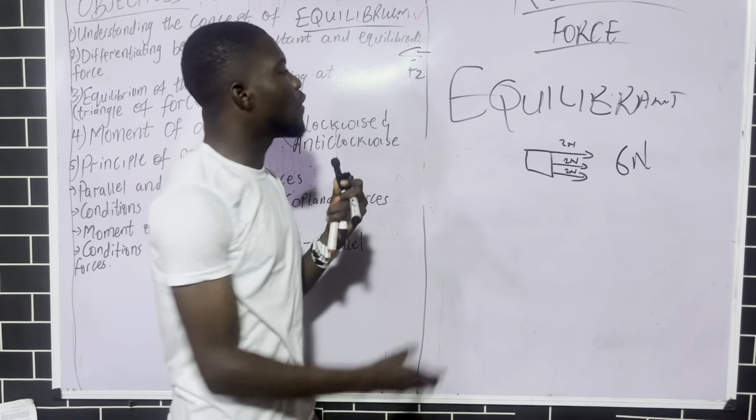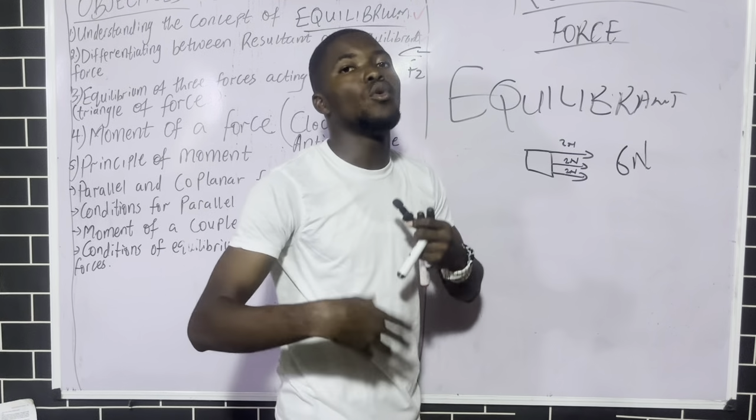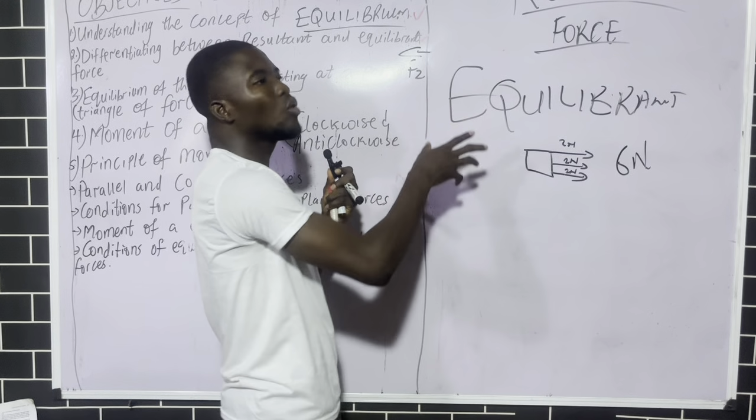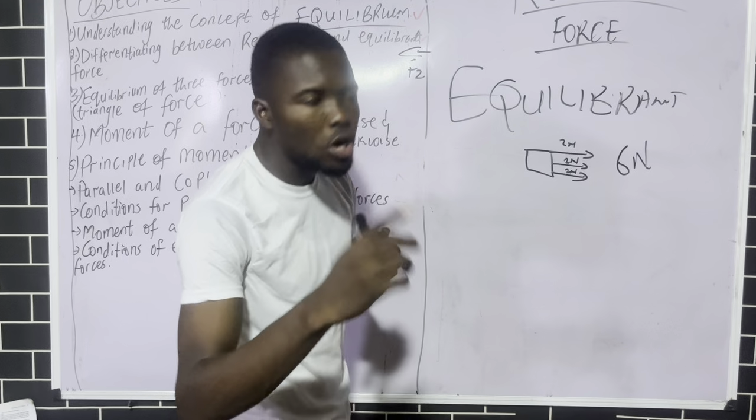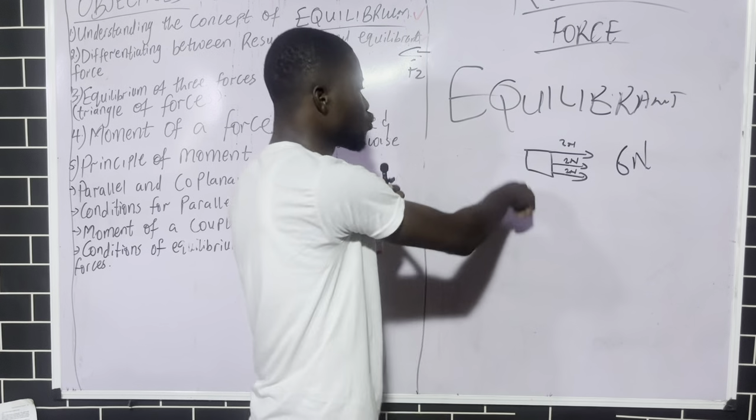Good. The forces I apply here can be 2, can be 1, can be 3, but anytime we look at equilibrium, it is actually one force. So what is that one force that I must add to this thing that will make it come to a stop?